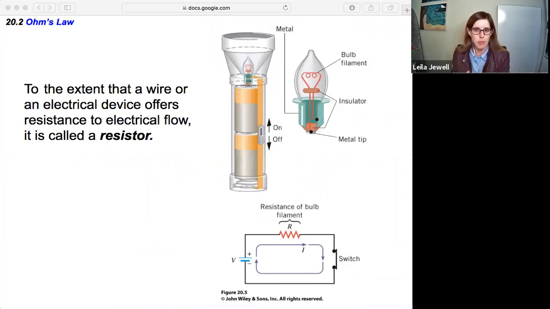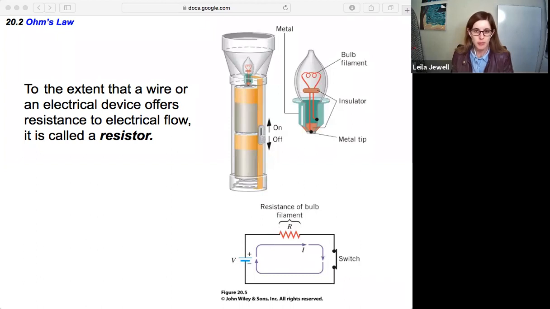So what offers resistance? Well, to the extent that a wire or an electrical device offers resistance to electrical flow, that's what we would call a resistor. Within the flashlight, the bulb filament is the electrical device that offers resistance to the electrical flow. The wires that connect the batteries to the filament are usually really good conductors, and so they offer very little resistance. So those aren't depicted in our circuit. We just have the resistance of the bulb filament and the wires to the batteries.